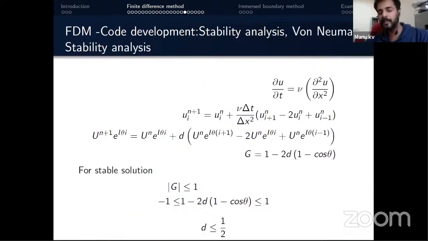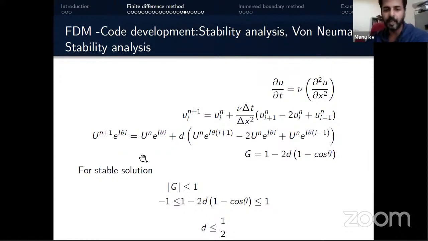Now let's look at the stability analysis of the diffusion equation. There are different methods to calculate the stability conditions. One is the von Neumann stability analysis. We add a perturbation and see whether it will grow or die down. A perturbation is a combination of a sine and a cosine, which we can easily add by adding e to the power i theta, which is cos and sine, and see whether it is amplifying or decaying.